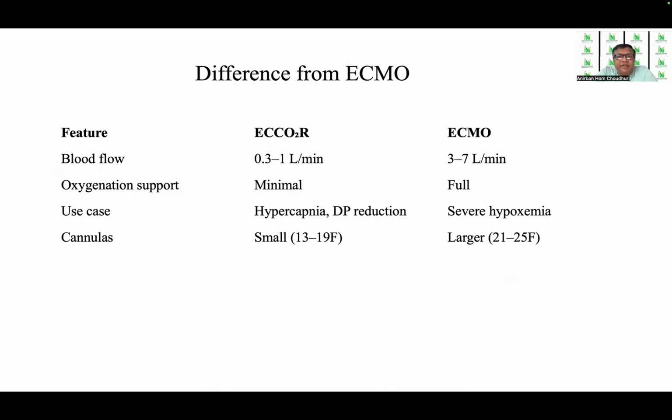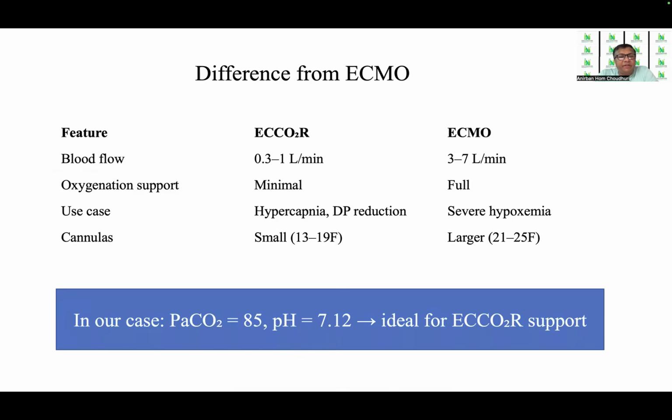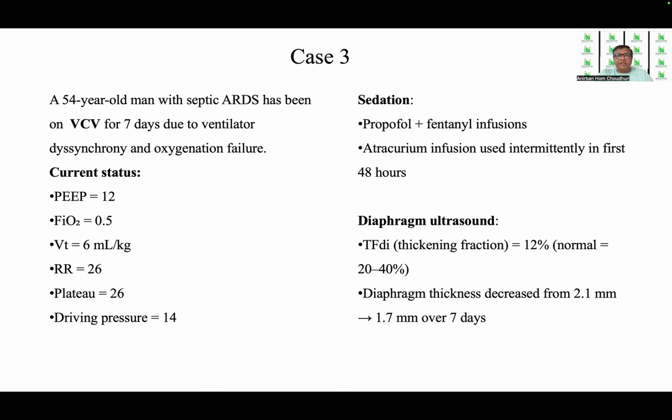We have to note that there are certain differences between ECCO2R and ECMO, because the blood flow is much lower in ECCO2R in comparison to ECMO. The oxygenation support is minimal. It is used in cases of hypercapnia as well as driving pressure reduction, whereas ECMO is used in severe hypoxemia. The cannulas are smaller here, between 13 to 19 French, whereas in ECMO we need larger cannulas of 21 to 25 French. So in our case, the patient had a pH of 7.12 and PCO2 of 85, which was ideal for ECCO2R support. So ECCO2R is one of the emerging concepts of ARDS ventilation.